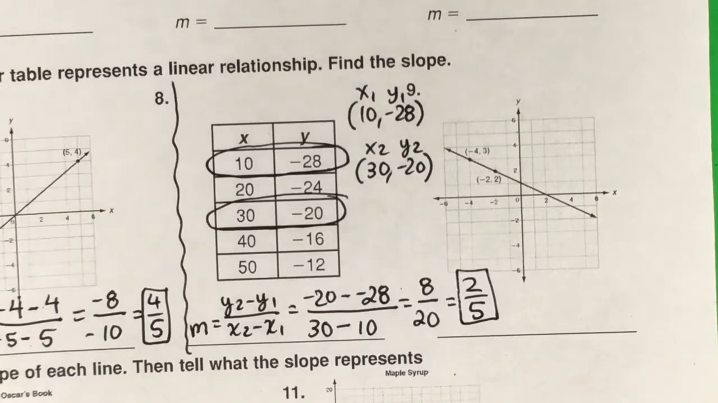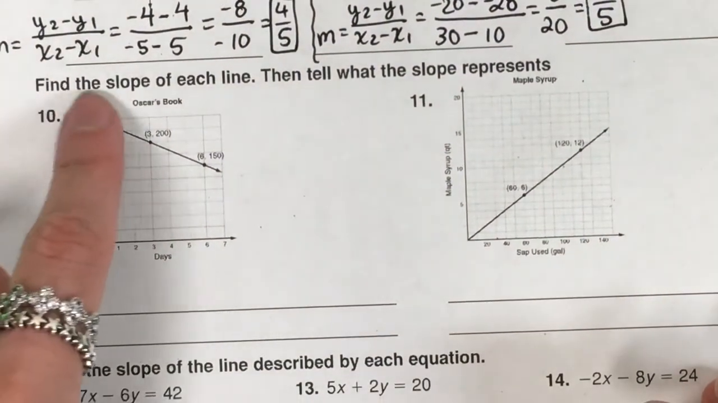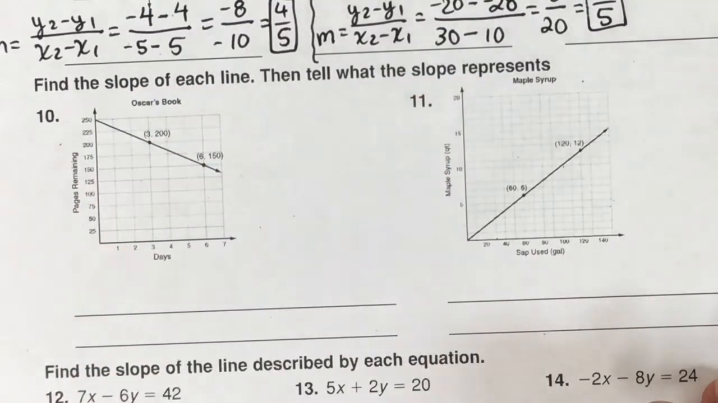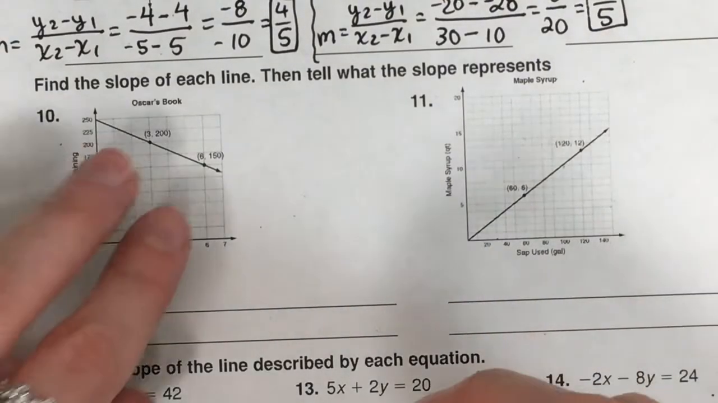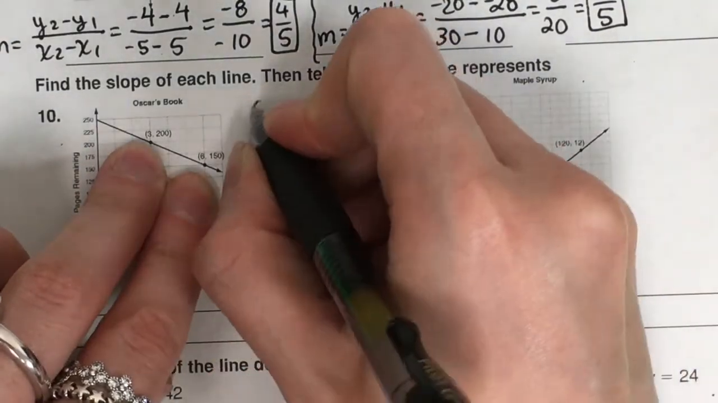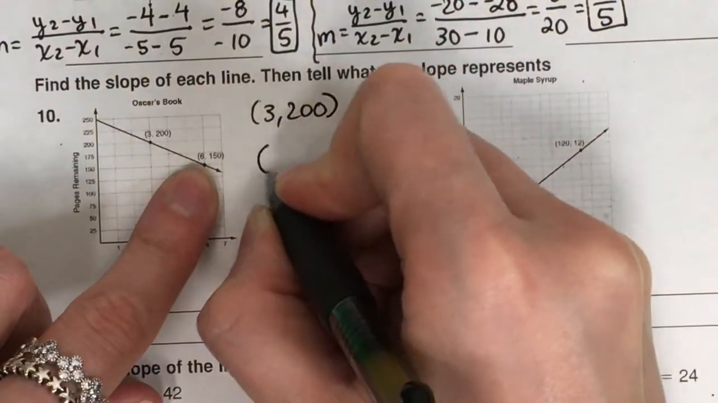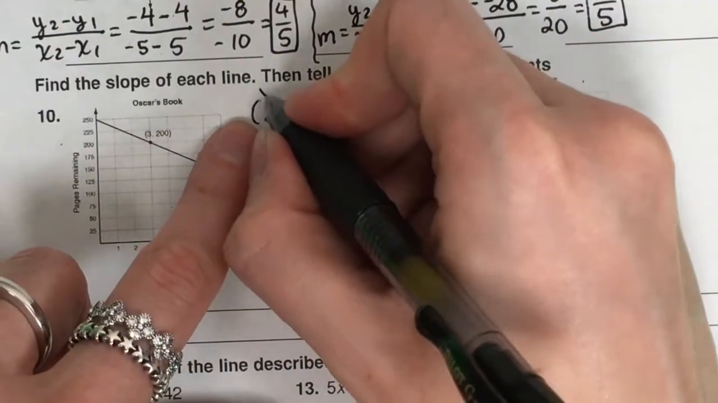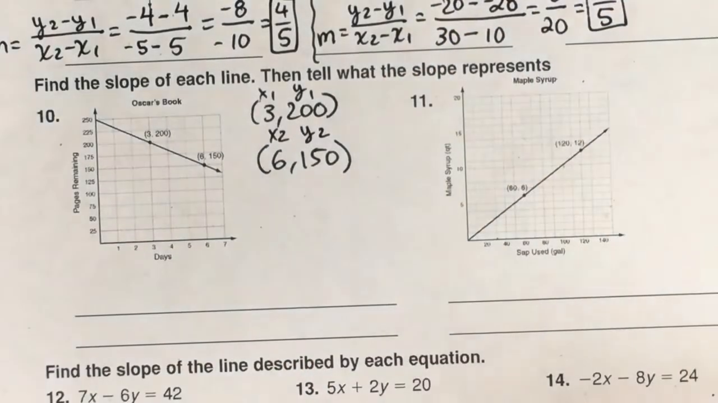Let's try number 10 here. Now this one's a little different because it says, find the slope of each line, then tell what the slope represents. Okay, let's find the slope first, and then we can talk about what it means. So they gave me 2 points. I got 3, 200, which is right here. And then I have 6, 150. So x1, y1, x2, y2.